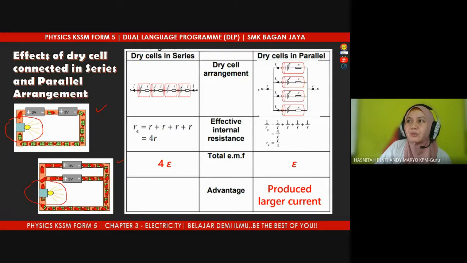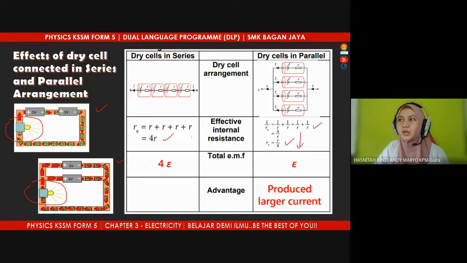So in series, we add all: R1 plus R2 plus R3 plus R4. So that gives you 4R. The total effective internal resistance is bigger. Meanwhile, for parallel, this is how to determine internal resistance in the parallel connection. So it gives you lower effective internal resistance. This one lower, this one higher. Total EMF of the battery, this one 4E, 4 epsilon. This one all the same, parallel, E. Satu saja, it reads all the same.